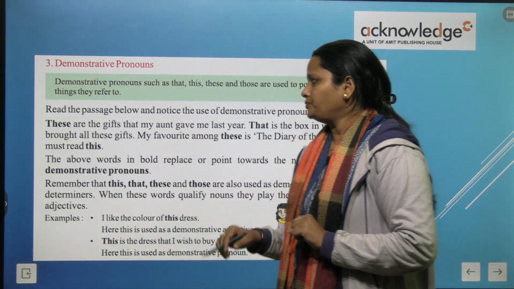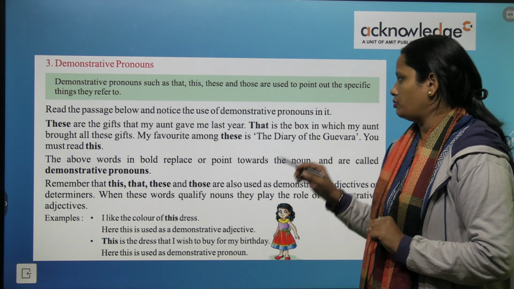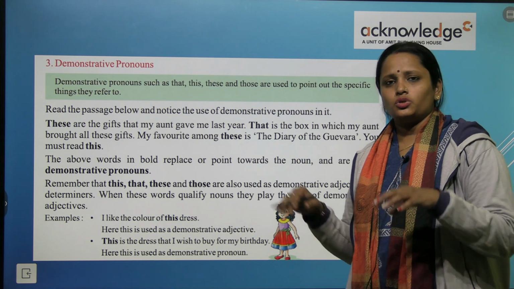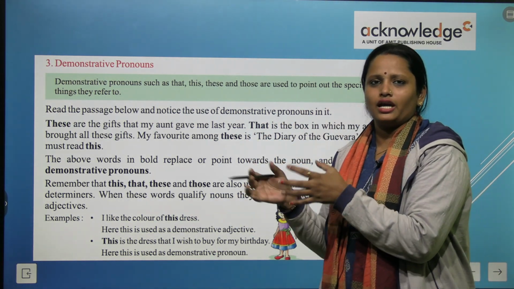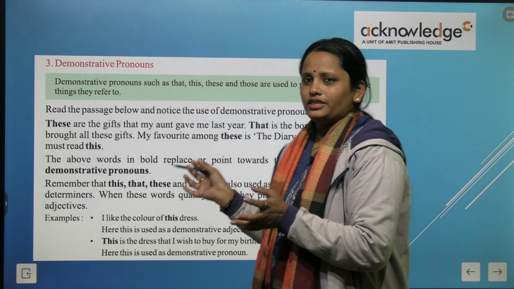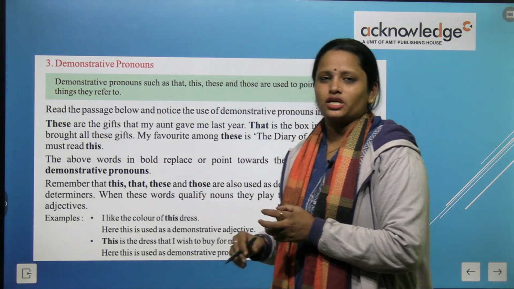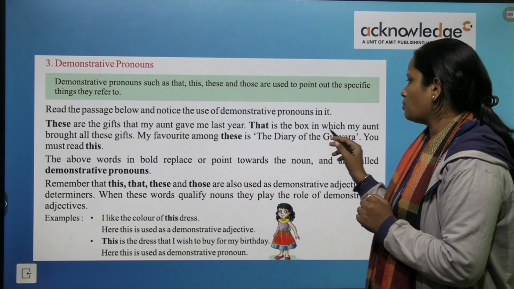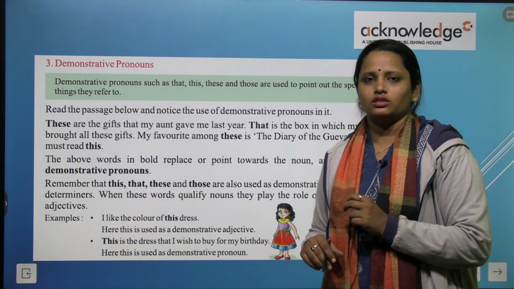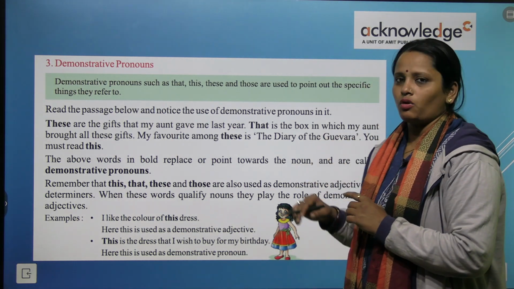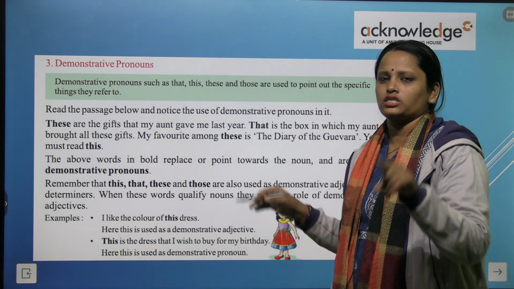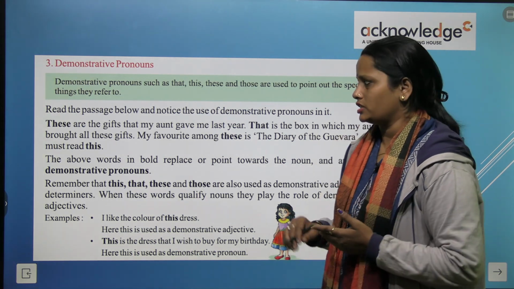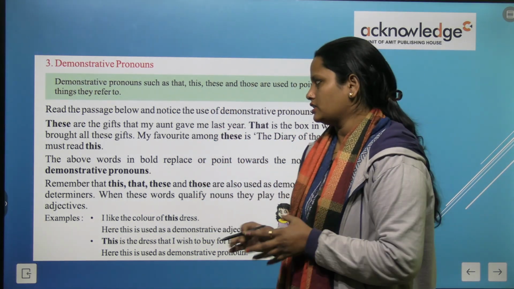Now read the passage below and notice the use of demonstrative pronoun in it. These are the gifts that my aunt gave me last year. So ये जो मेरे पास रखे हुए बहुत सारे गिफ्ट हैं, ये कौन लाया, मेरी आंट लाई. सो these हम यूज करते हैं पास की रखी हुई बहुत सारी चीजों के लिए. That is the box in which my aunt brought all these gifts. सो that is the box, वो रहा वो बॉक्स, वो एक बॉक्स की बात हो रही है यहाँ पे. सो that's why we have used that, और that हम यूज करते हैं दूर की चीज के लिए. सो वो बॉक्स है जिसके अंदर ये सारे गिफ्ट्स.